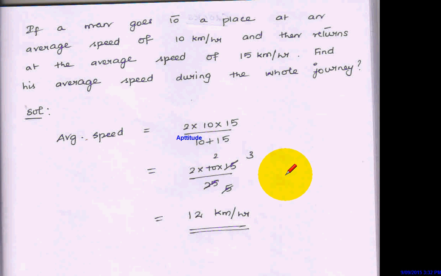Or to put it another way, you can calculate the total distance travelled by the man, or else take the distance as constant and calculate the total time taken. But here it is not at all mentioned. I think we can straight away use this formula to calculate the average speed. Here 2AB divided by A plus B, where A and B are the average speeds in the to and fro directions.